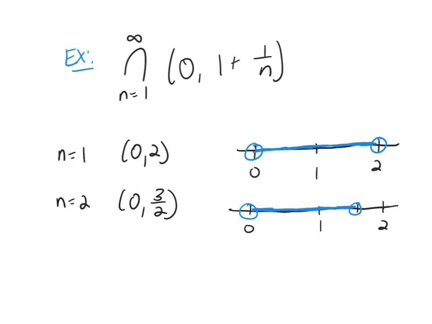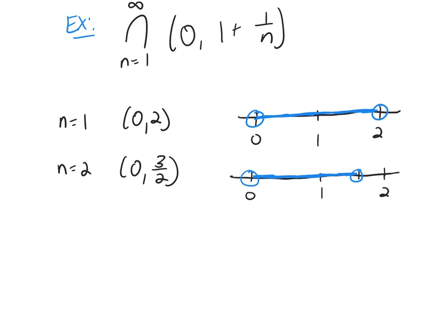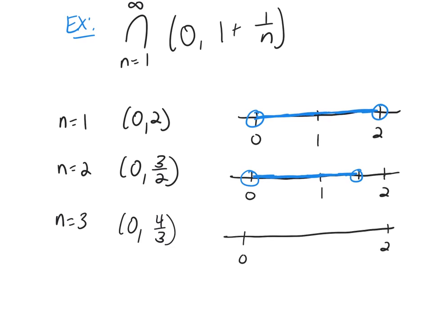And again, let's do one more, just so we have enough to look at to see the pattern. If I plug in n equals 3, I'd get 1 plus a third, so it would be 4 thirds. So draw that interval out. So there's 1. So a third is about right there. Everything between here and there, not including my two endpoints.